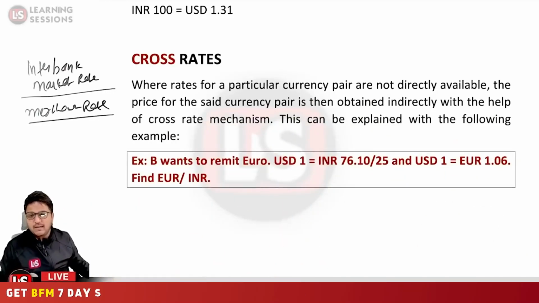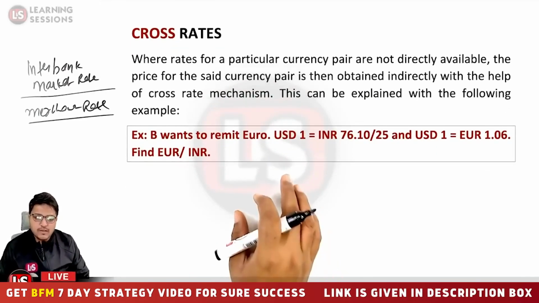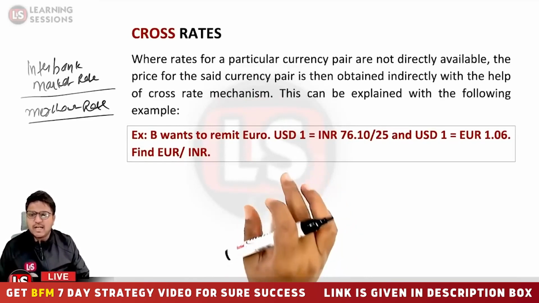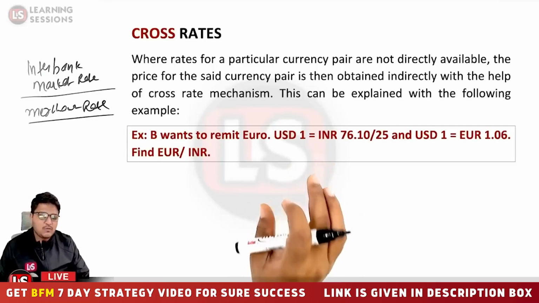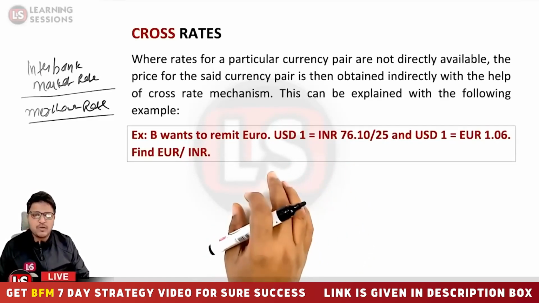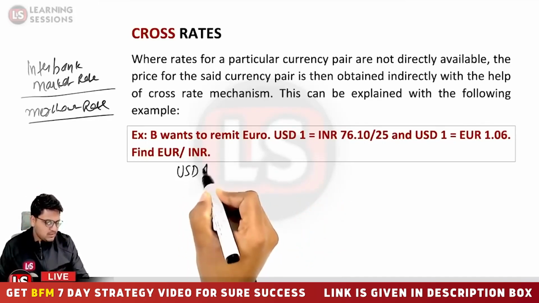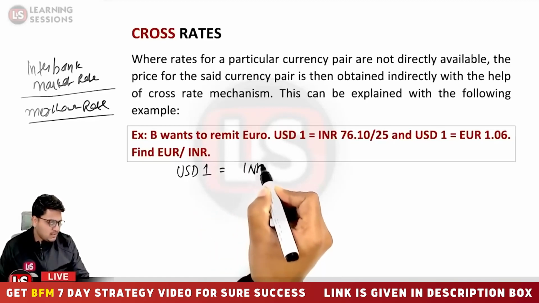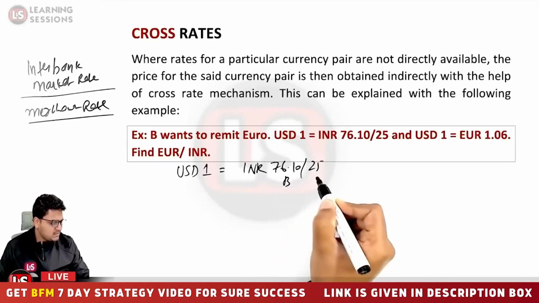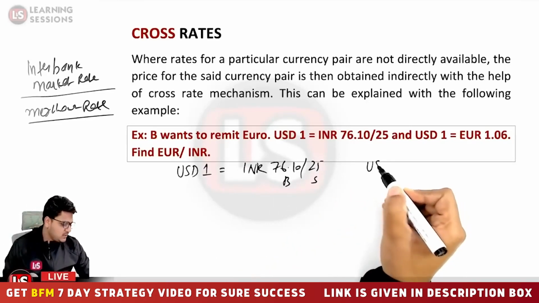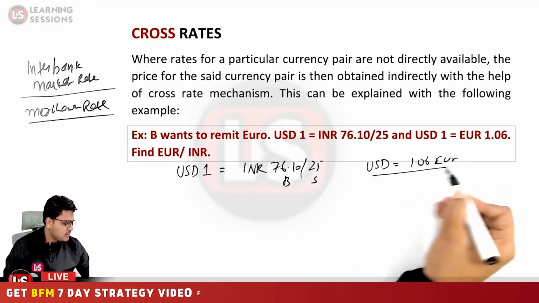Okay, so over here B wants to remit the euro, and further we are provided with the spot rates. Whenever nothing is mentioned and the question is silent about what rate is given, in that case it is a spot rate which is given over there. So USD 1 is equal to INR 76.10/25. So this is the buy rate, this is the selling rate, and further we are provided that USD 1 is equal to 1.06 euro. So this is the scenario which is given to you.